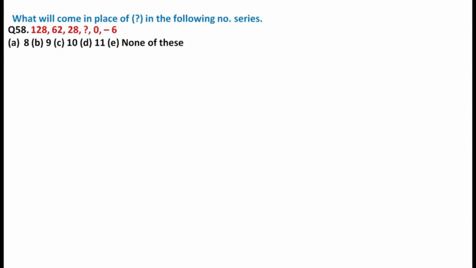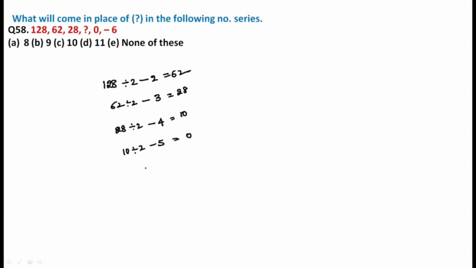Next one. Let's see. 128, 62, 28, dash, 0, minus 6. See, we are decreasing, guys. Increase means multiplication, decrease means division. Now 128 divided by 2 is 64, minus 2 is 62. 62 divided by 2 is 31. In 31 you subtract 3, now you get 28. And 28 divided by 2 is 14. 14 minus 4 is 10. 10 divided by 2 is 5, minus 5 you get 0. 0 divided by anything is 0, minus 6 you get minus 6. So what is the answer? You can replace it with 10.